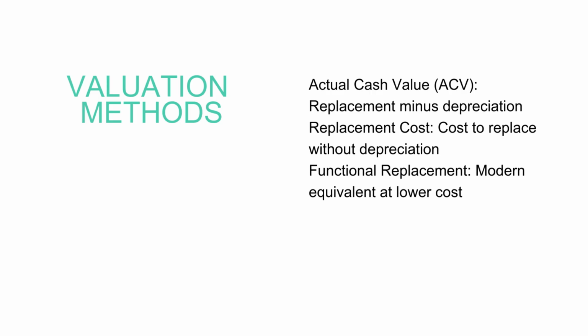Example, a 10-year-old roof valued at $20,000 may have an ACV of $12,000. Replacement cost is the cost to replace property without depreciation. Using the same roof, replacement cost may remain $20,000.